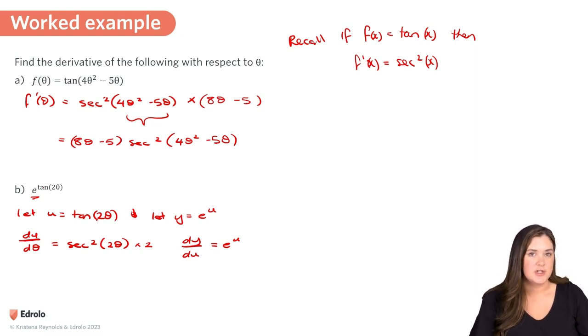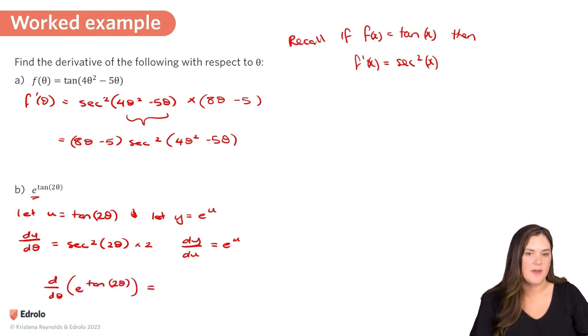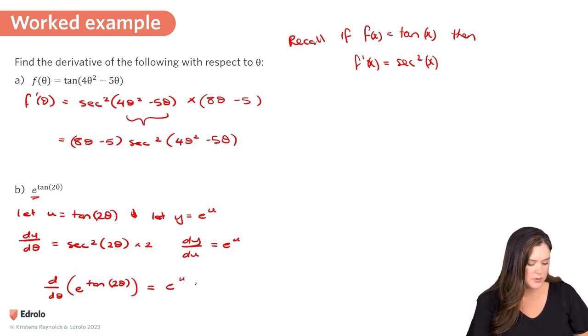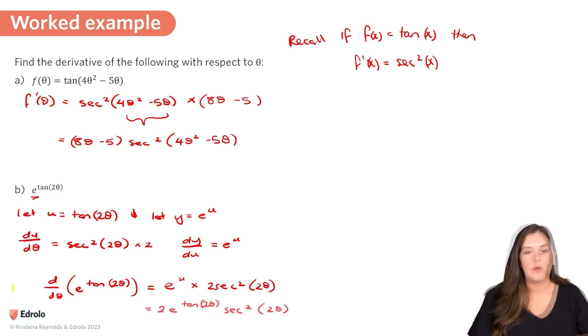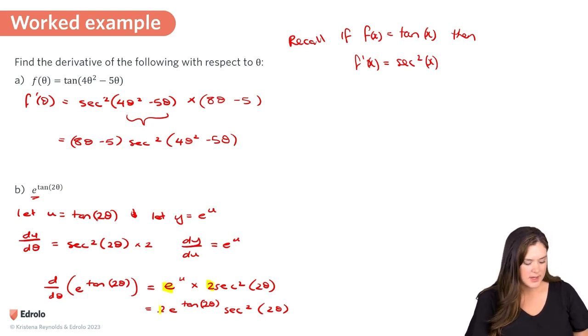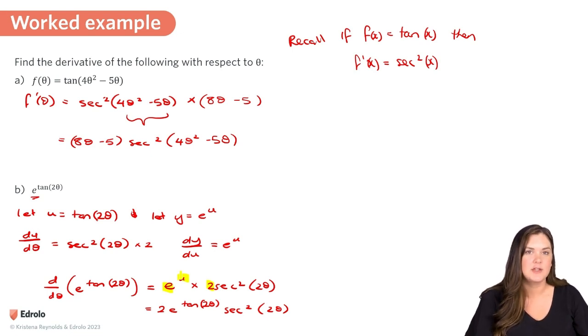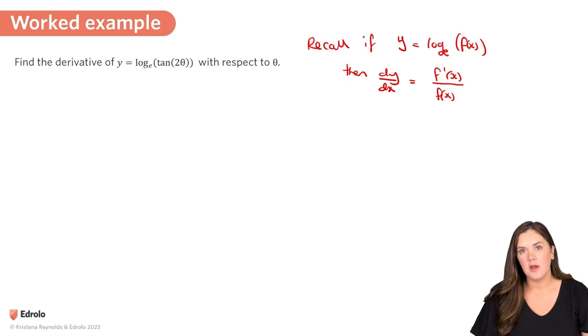Since this is just an expression and not an actual equation, I'm going to use some different notation. So we're going to have d d theta, and then define our expression in the bracket there. And now we can multiply our two derivatives together. So we have e to the power of u multiplied by 2 sec squared 2 theta. What I can do now is multiply this by the 2 at the start there, replace u with what we changed it for, so the tan 2 theta. So we end up getting 2 sec squared of 2 theta multiplied by e to the power of tan 2 theta.